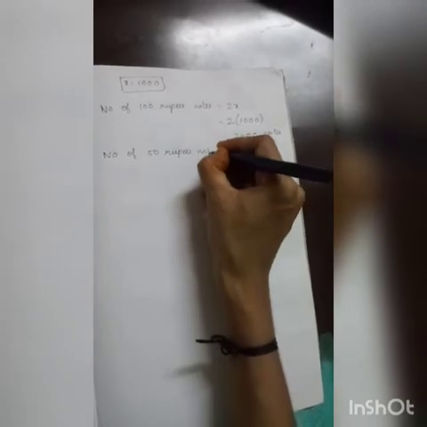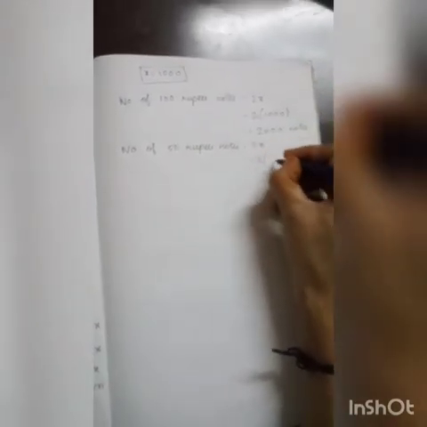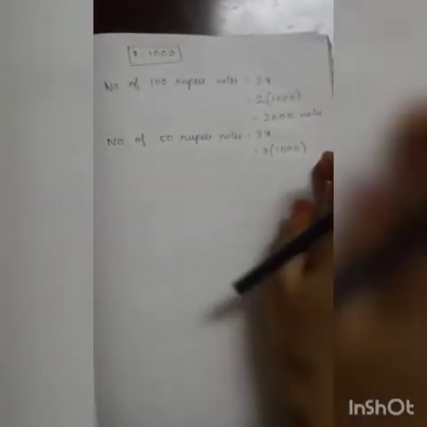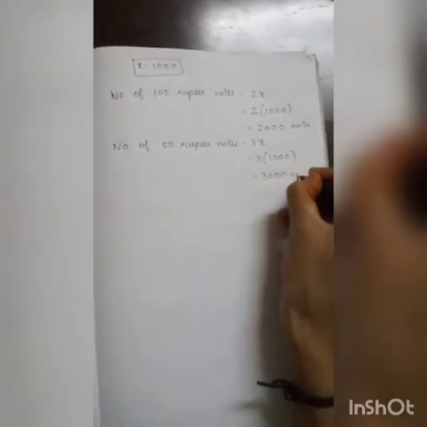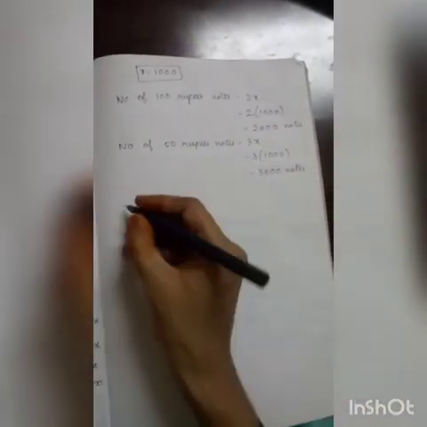Next, number of 50 rupees notes. How many 50 rupees notes they have? 3x. So 3 into x value is what? 1000. X value is what? 1000. So 3 into 1000, 3000 notes. It is not rupees, children. It is notes. That is notes. Okay.